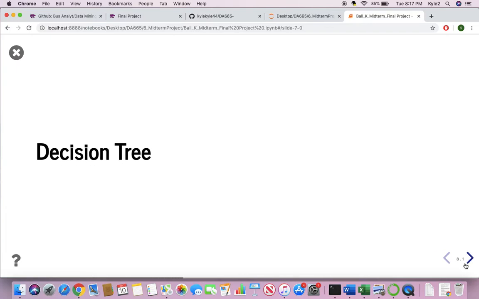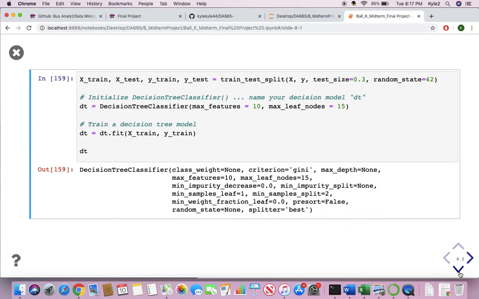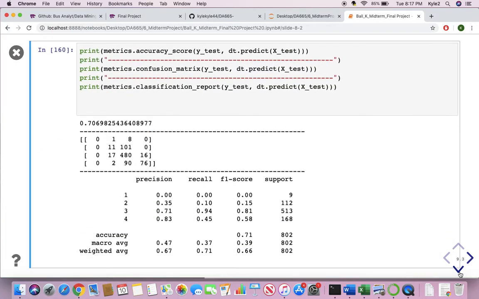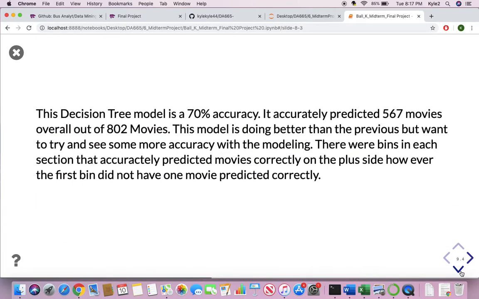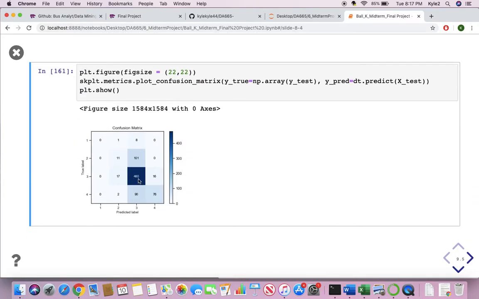I didn't think it was that great, so I wanted to try a different one, so I went with a decision tree. So here's my decision tree. It was a lot better, 70%. So a big jump there in the accuracy of the model, and I was a lot more happy with that. I got 567 of the movies out of 802 correct. There were some bins that weren't great. They didn't predict any right. Then others were really highly centered, like right here, 480.